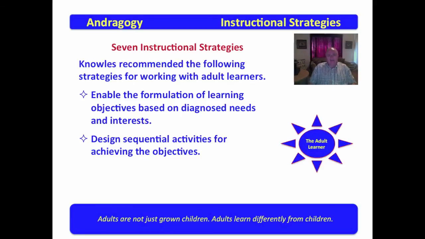Design sequential activities for achieving the objectives. Now, sequential means orderly. One follows the other. I really think what Knowles is saying there is that if you're going to teach adults, you better have it planned. A chaotic blast of a piece here and a piece there with no rhyme or reason isn't going to do it for adults. Adults want to be involved. They want it to be meaningful. They want it to be legitimate. They like having concepts of independent learning, but they want it to be organized, and that is very important to the adult learner.